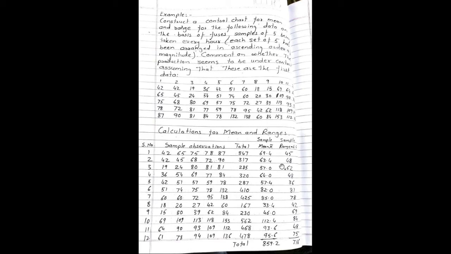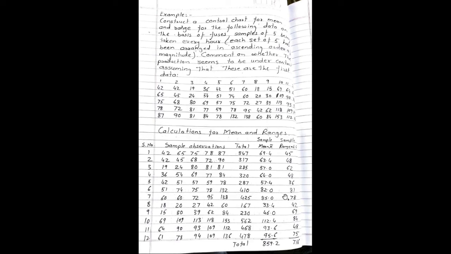Now just like the mean, we have to find the range also. We already have seen that the formula for range is maximum observation minus minimum observation. They have already mentioned that the observations are arranged in ascending order. So maximum is 87, minimum is 42. So range becomes 87 minus 42, which is 45. 90 minus 42, the range becomes 48. 81 minus 19, the range becomes 62. 84 minus 36, range is 48. 78 minus 42, range becomes 36.